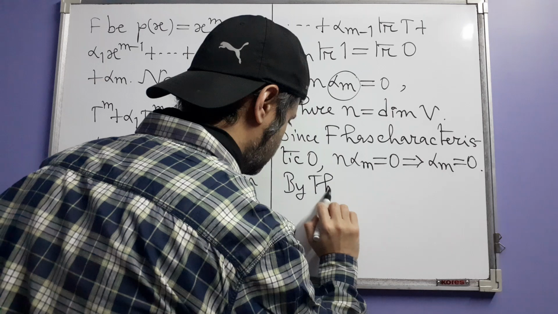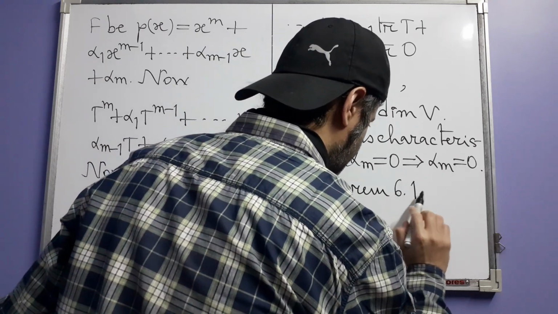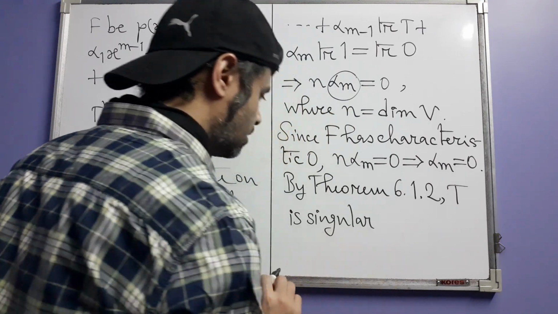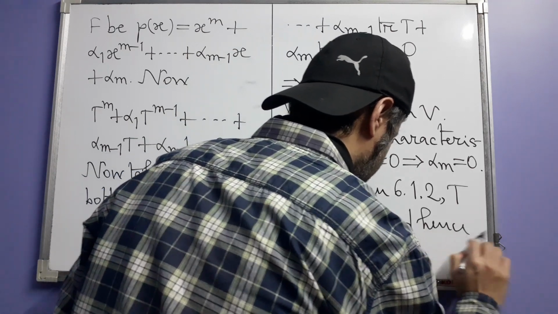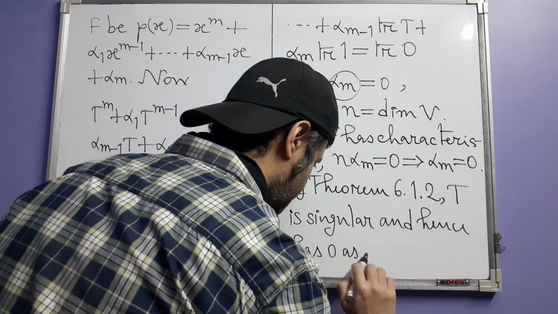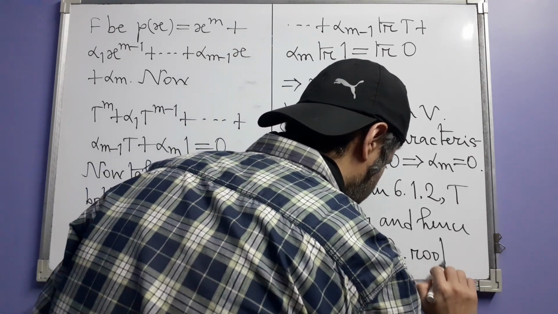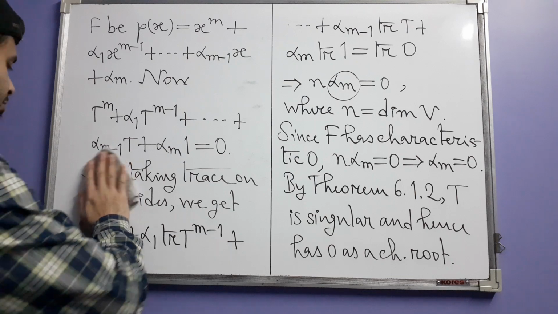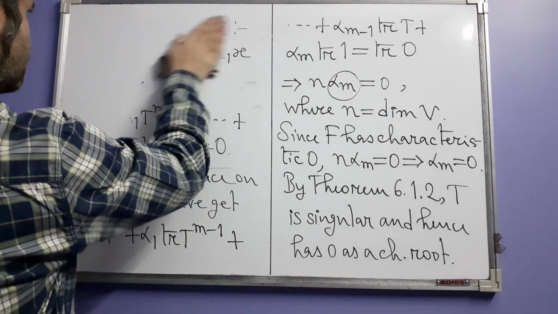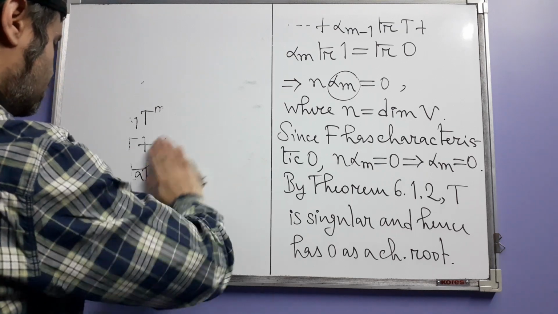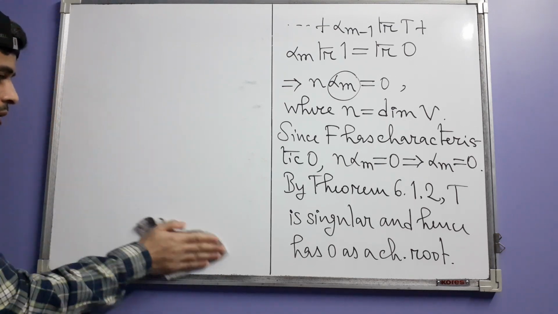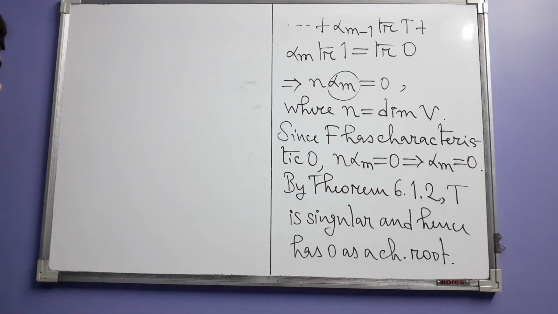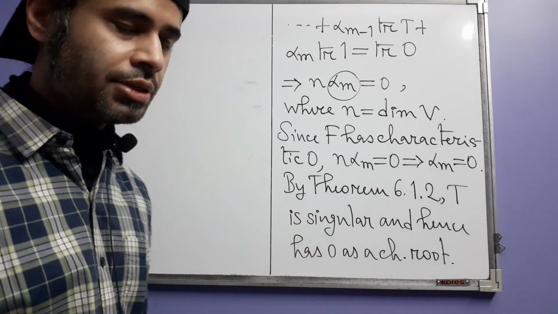By theorem 612, T is singular and hence has 0 as a characteristic root of it. That means we have now concluded, after all these things, that T has the characteristic root 0. Now, as a root of the minimal polynomial, 0 may occur more than once. Okay, so that possibility is there, but at least once it will occur, and that's what we need.